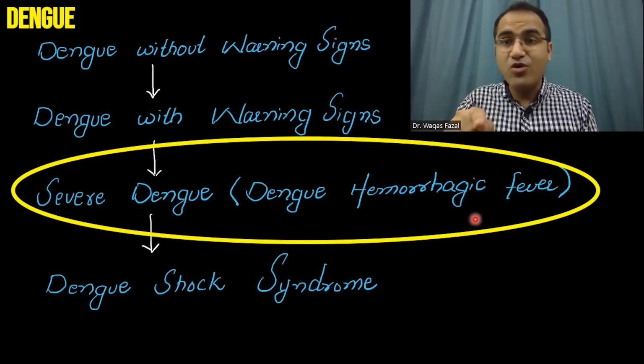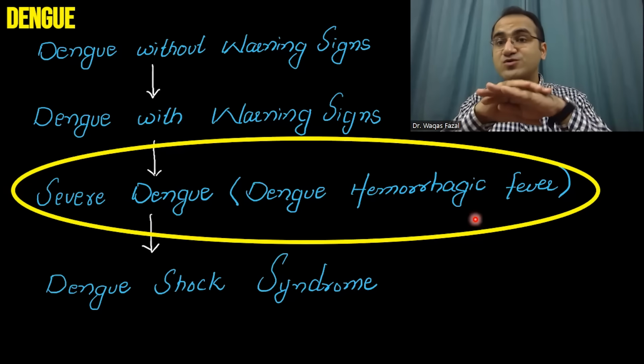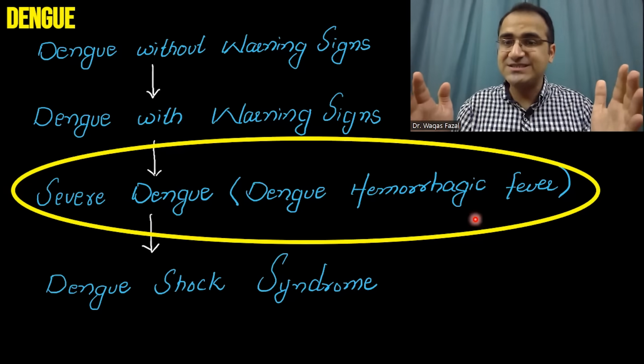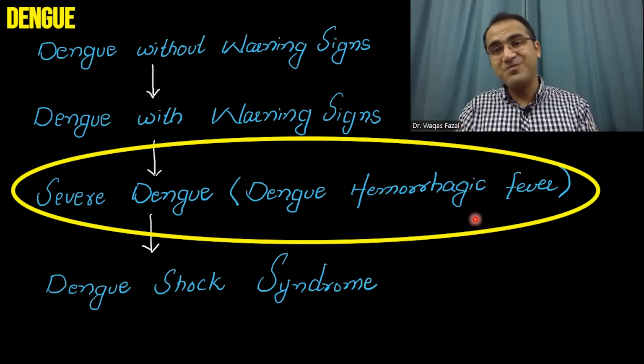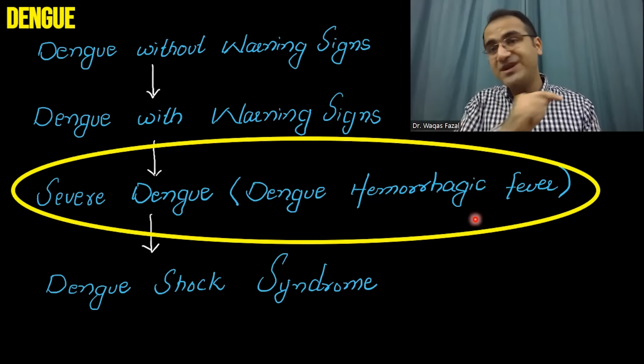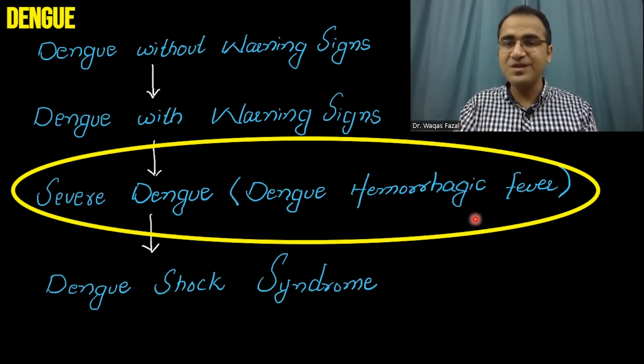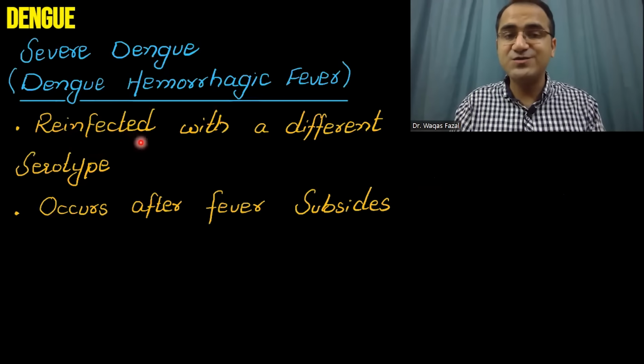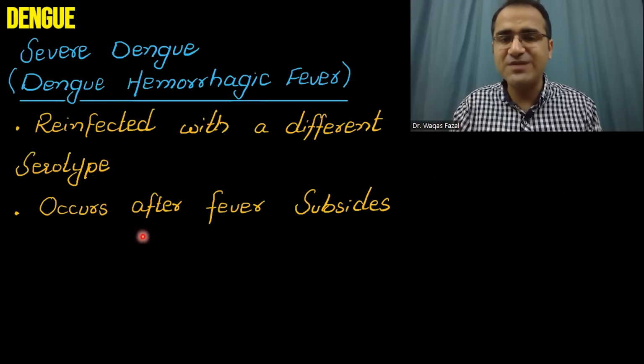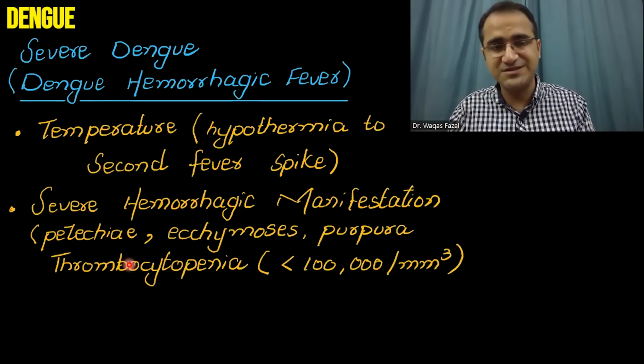This is why it's important for dengue patients to use mosquito repellents and nets to avoid a second bite, because a second bite can be fatal for these patients. Dengue hemorrhagic fever occurs when the patient is reinfected with a different serotype and it occurs after the fever subsides.